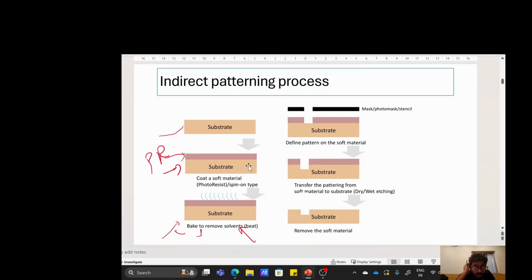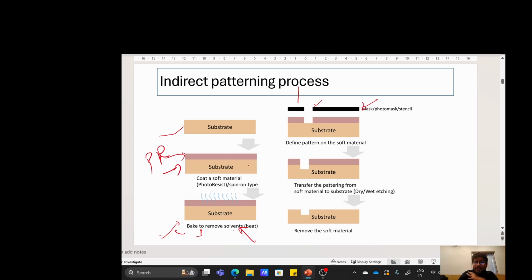So we bake the substrate, just to remove the solvent. And then what we do is, this is the photo mask that we can prepare. There are openings in the photo mask. This is the photo mask. Wherever there is an opening, light can pass through that.